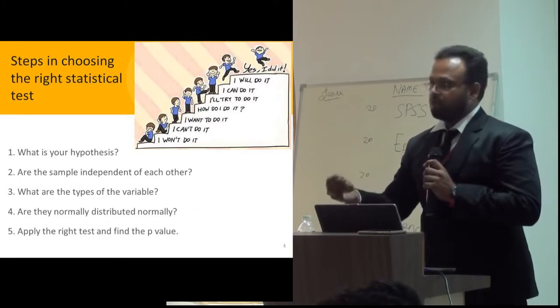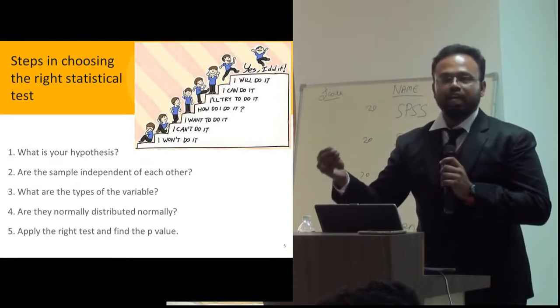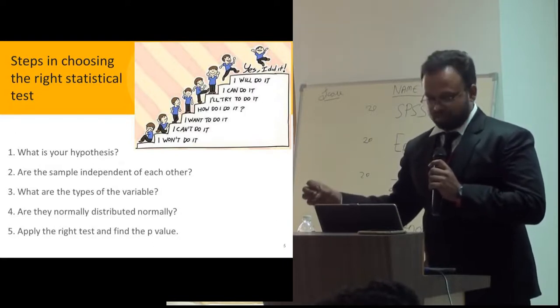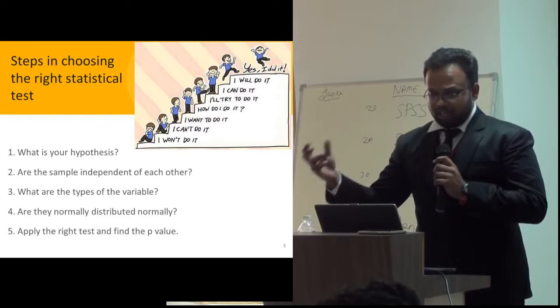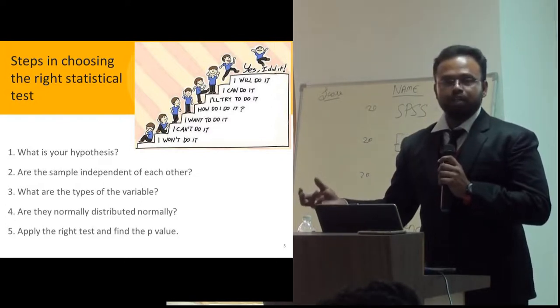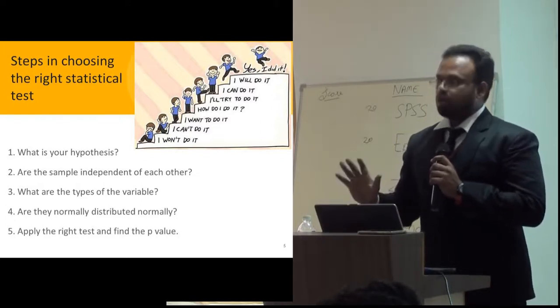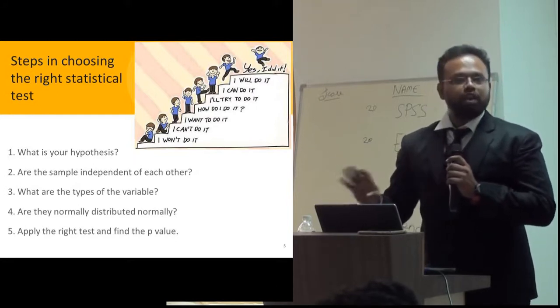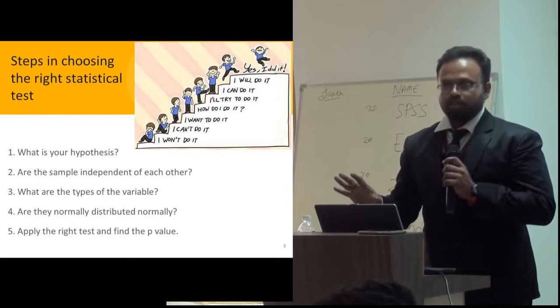Third, what are the types of variables? You all know nominal, ordinal, interval, ratio, which again fall into categorical and continuous variables. Fourth, are they distributed normally? Fifth, apply the test and find the p-value. Okay, these are the 5 steps.